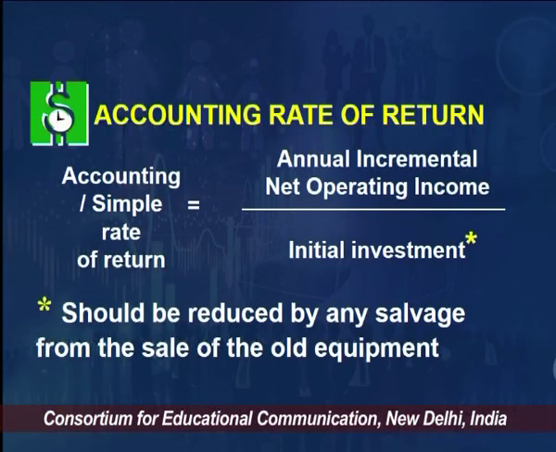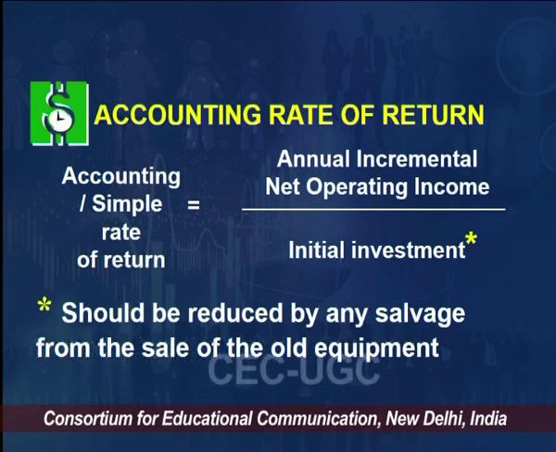So, the formula which we use, we call it accounting rate or simple rate of return. The formula goes like this: we divide annual incremental net operating income by initial investment. Please be careful, I am talking about annual income which is incremental and which comes from business operations, and we divide it by initial investment, right. And this initial investment should be reduced by any salvage from the sale of old equipment.